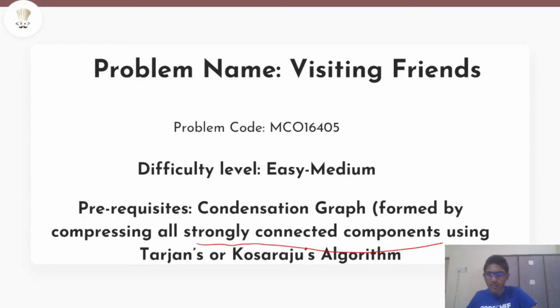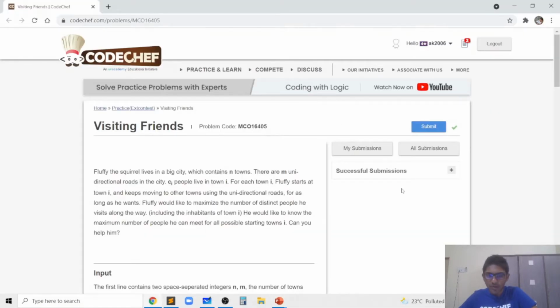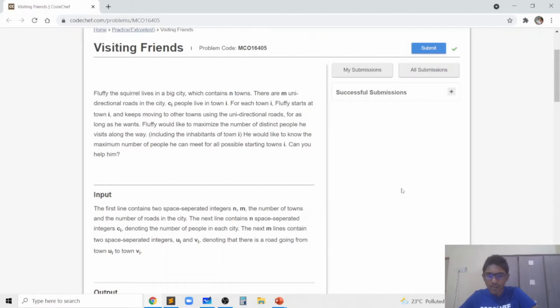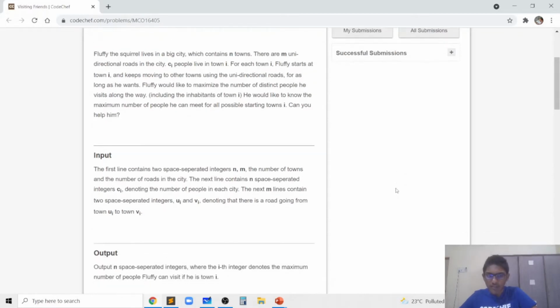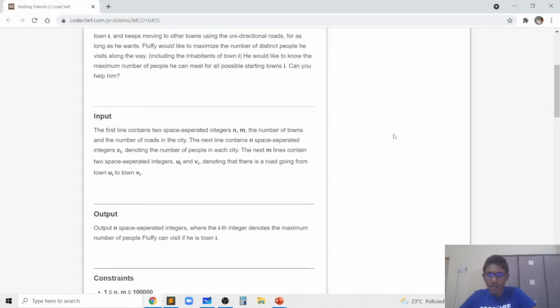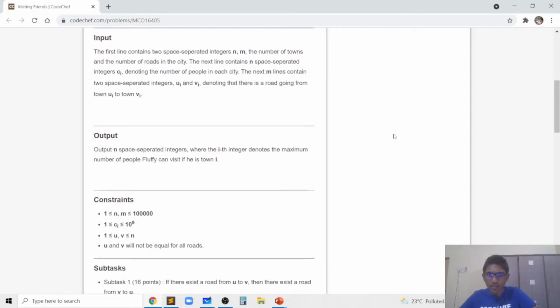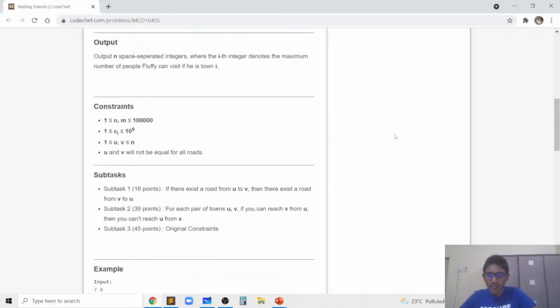So a condensation graph is basically a directed acyclic graph in which we compress all the SCCs, and we can find the SCCs and compress them by using either Tarjan's or Kosaraju's algorithm. So basically in this problem we are given a directed graph with n nodes and m edges. Each node has some number of people living in that node, and we need to find the maximum number of people you can visit by starting at a particular node. So for every node, we need to find out what is the maximum number of people which we can visit if we start at that node.